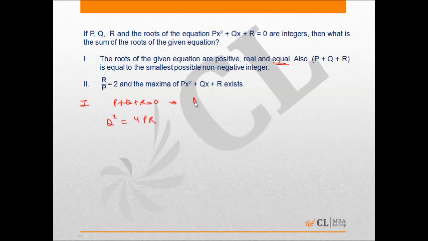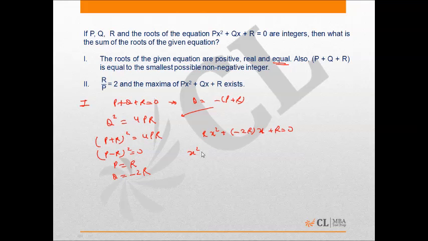From this equation I can say that Q is equal to minus of P plus R. If I put this in equation 1, I'll get P plus R whole square is equal to 4PR, or P minus R whole square is equal to 0, which means P equals R and Q will be equal to minus 2R. So if I put these values in the equation again, I'll get Rx square minus 2Rx plus R is equal to 0, or x square minus 2x plus 1 is equal to 0. So I'll get the summation of roots as 2. So statement 1 alone is sufficient to give the answer to the question, right?